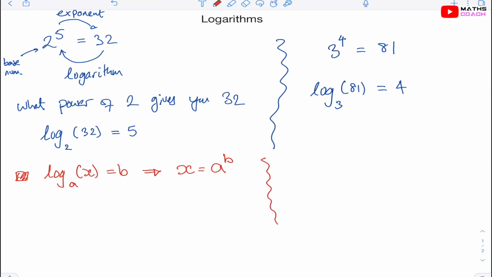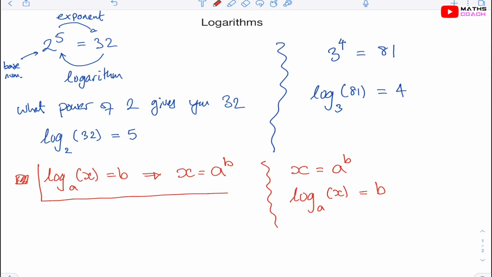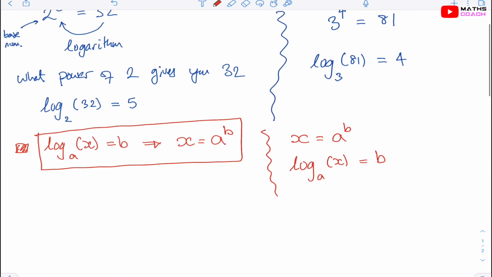Now if we look at it the other way, if x equals a to the power b, then the log of x to base a will be equal to b, because basically we're asking ourselves a to what power gives you x. We know the answer is b. All right, so this is basically how we apply logs. Now let's look at some basic scenarios.